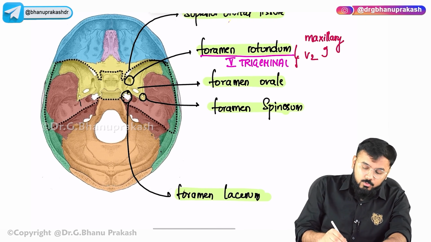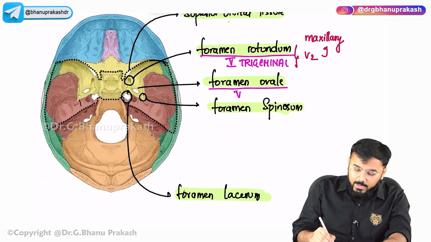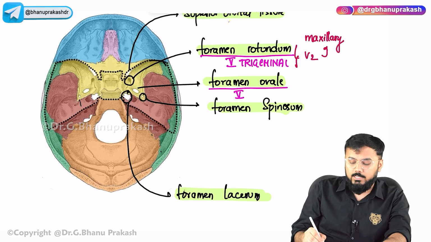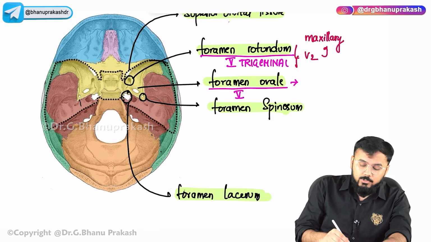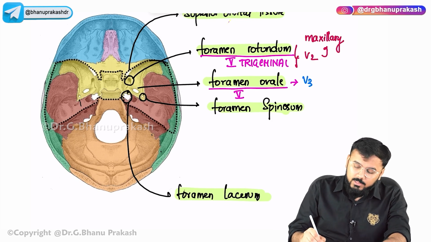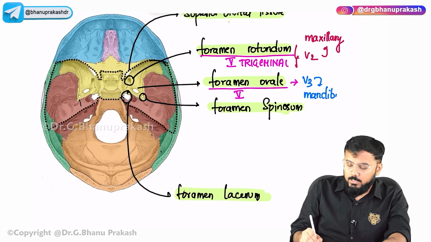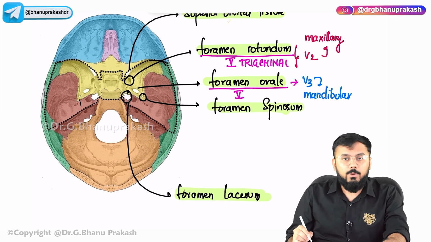Now when it comes to foramen ovale, again the fifth pair of cranial nerves, the trigeminal, but this time which branch will pass over here? That is V3. V3 is your mandibular branch.